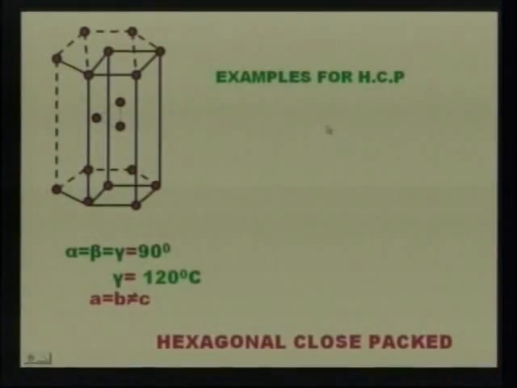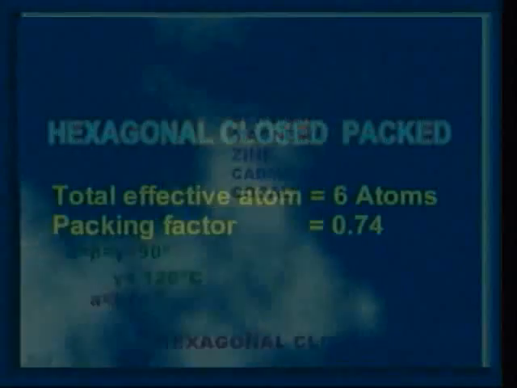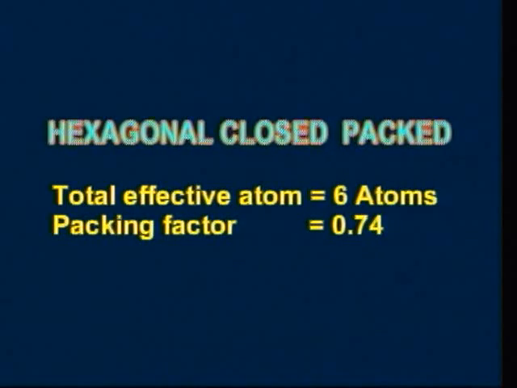The examples for hexagonal close packed structure are beryllium, magnesium, zinc, cadmium, and alpha cobalt. The total effective number of atoms in the hexagonal close packed structure is 6 atoms. The packing factor is 0.74. Now, in this session we have discussed the crystal, that is an orderly array of atoms in space, and space lattice.